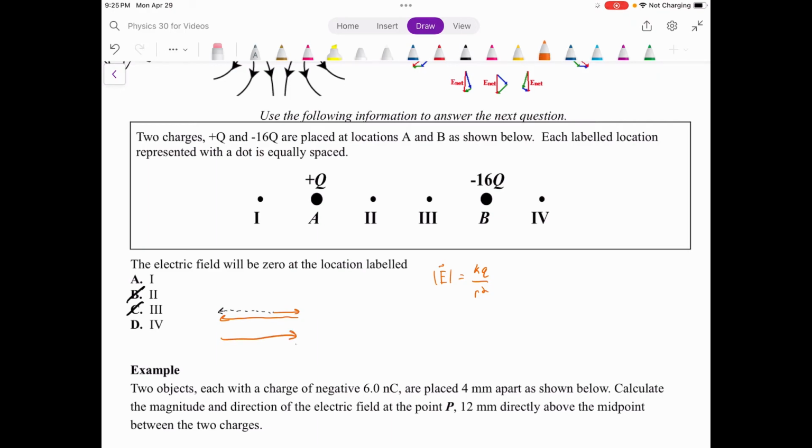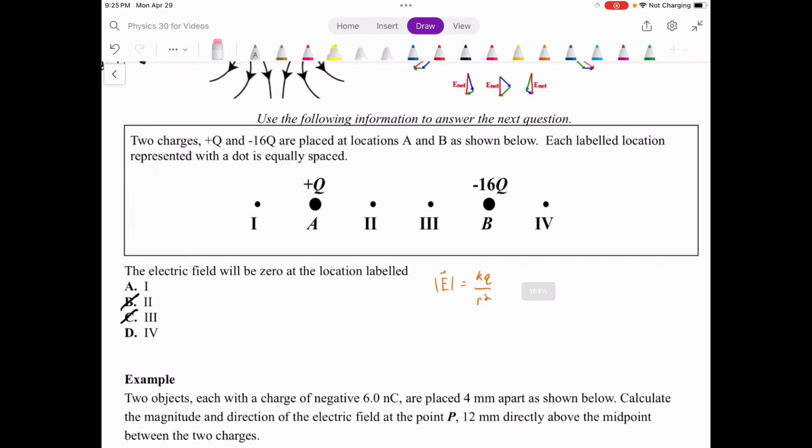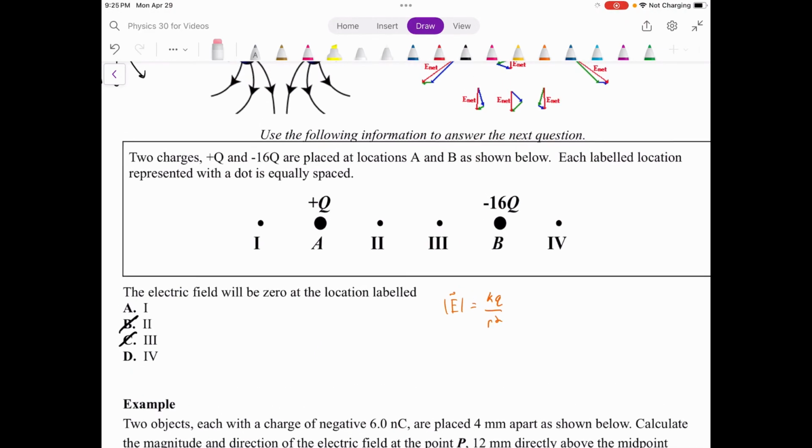We would need the net electric field to be 0, meaning that the 2 fields we're adding are the same size and in the opposite direction so that they perfectly cancel each other out. For that, we'll have to think about the equation that tells us about the electric field generated by a source charge. So let's first think about it at position 1.